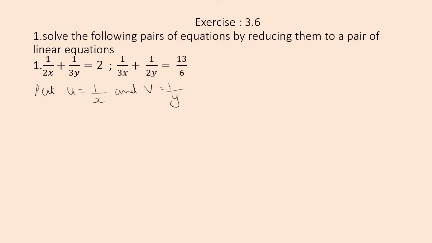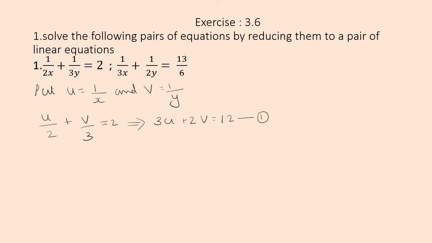So the first equation becomes u upon 2, because 1 upon x is u, plus v upon 3 equal to 2. Now you can take the LCM, because doing addition and subtraction of fractional numbers is a little bit complicated. So you can write it as 3u plus 2v equal to 6 twos are 12. Number the equation as 1.